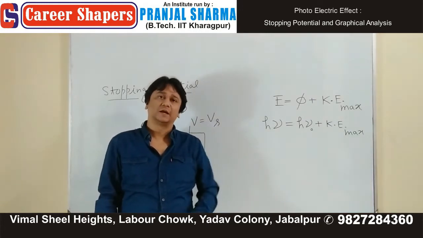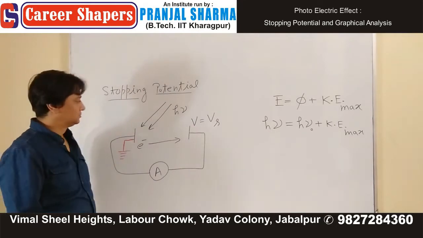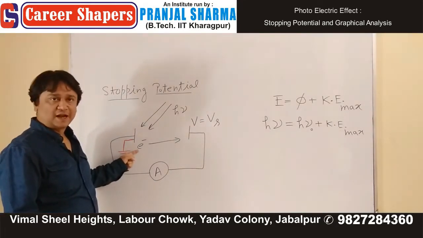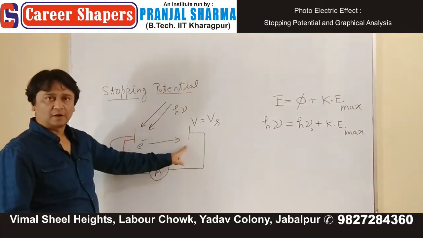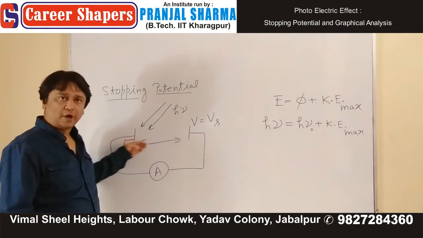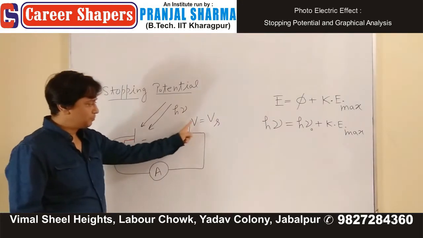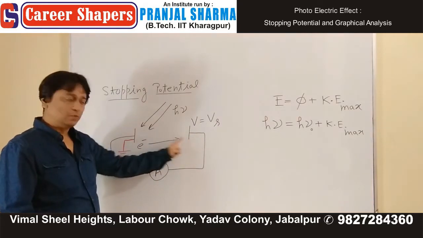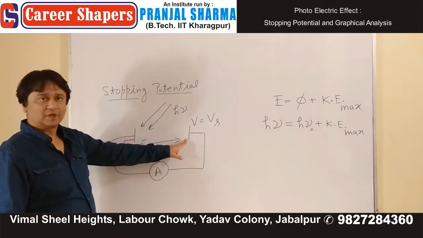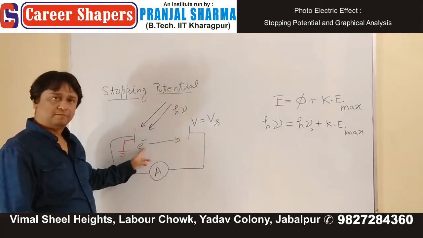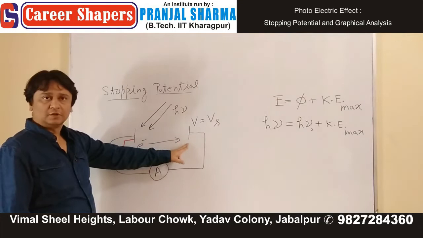Use conservation of mechanical energy. Electrons are moving with maximum kinetic energy. These electrons are negatively charged. If the potential of the receiver plate is positive, then there is no way you can stop these electrons. They will be attracted towards the receiver plate. So you need to provide a negative potential to this plate with respect to the emitter plate, because it's already at zero potential. If the potential of this becomes negative enough, then negative and negative, the electron will be repelled and will ultimately be stopped from reaching this place.